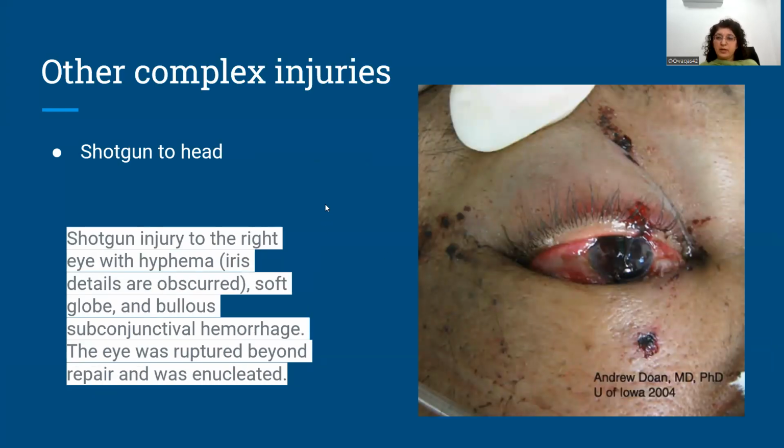This is another unfortunate case of a patient who had a shotgun injury to the right eye. And you can see these very disorganized contents of the anterior chamber over here. You cannot make out really any good iris details. There's bullous subconjunctival hemorrhage over here. And in this particular case, unfortunately, the eye was ruptured beyond repair.